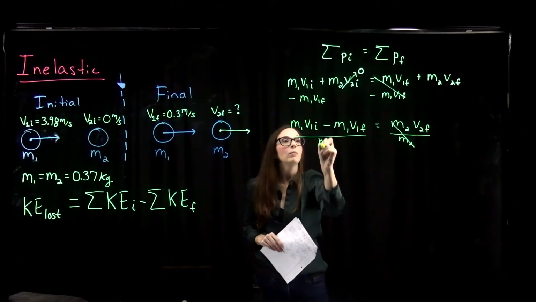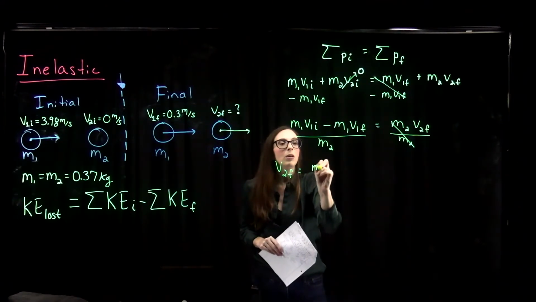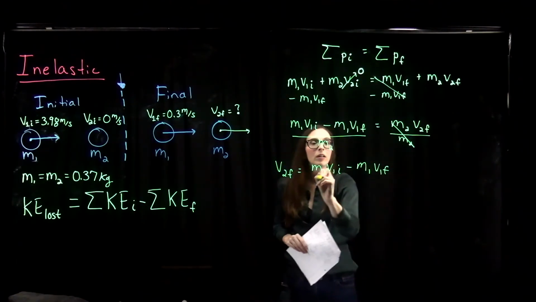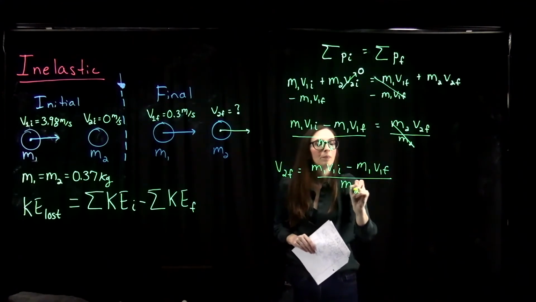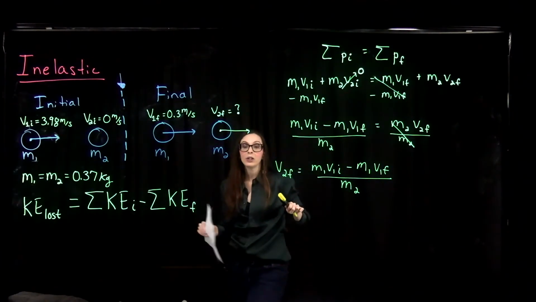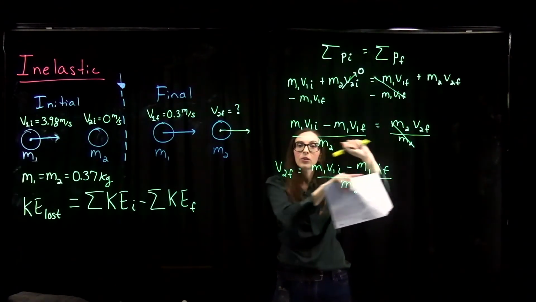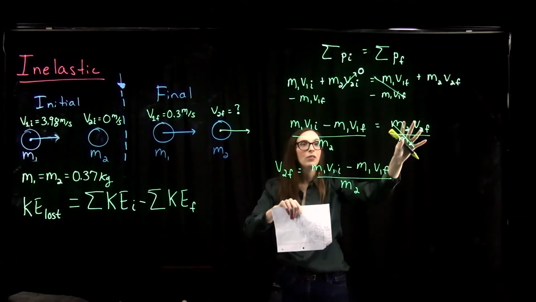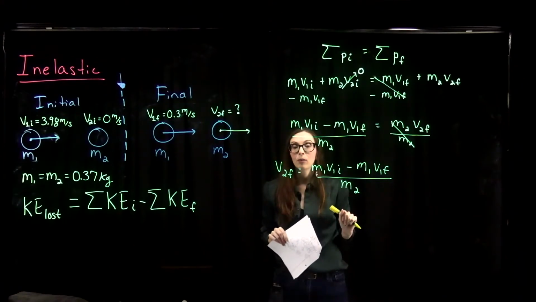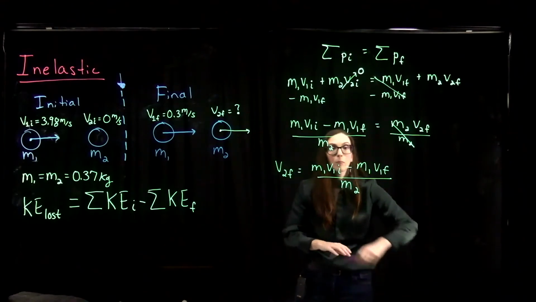Divide both sides by M2. So V2 final equals M1 V1 initial minus M1 V1 final all over M2. Now, I know that sometimes, when I'm solving these problems, I will flip my quantities around the equal sign. Okay, I have all stuff over here equals all stuff over there, and it's okay if I flip stuff around the equal sign. In math, we call that the symmetric property.